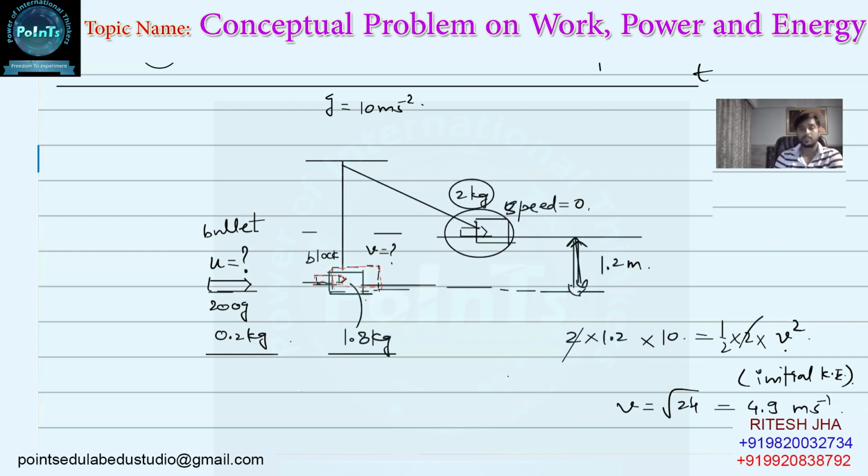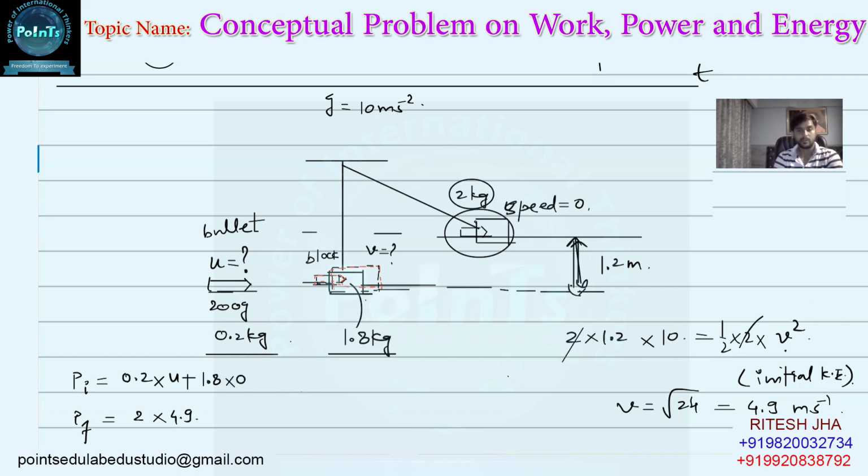Now let's talk about momentum. Total initial momentum equals total final momentum. What is the initial momentum? Initial momentum Pi is equal to 0.2 times u. What is the final momentum? Pf is equal to 2 times 4.9. Agree? So the initial momentum is 0.2 u, and the final momentum is 2 times 4.9.